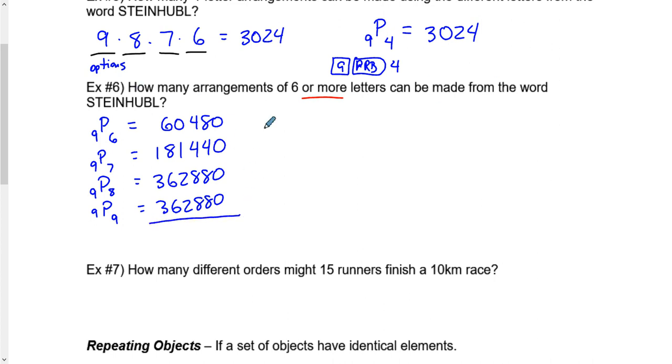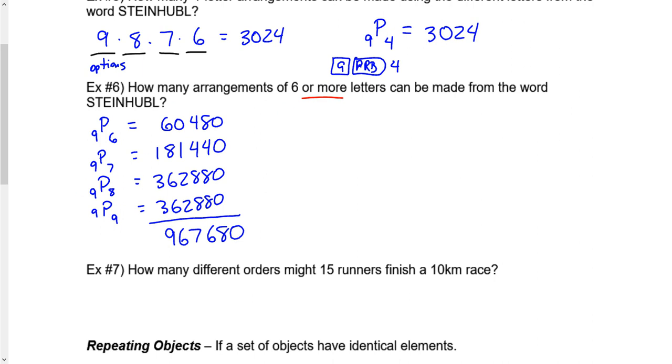But how many arrangements? All we're going to do is add up all of these different options. So if I take all of these and add them together, I get 967,680. So there are almost a million different ways of choosing 6 or more letters, putting them in some kind of arrangement, and them being completely different. So yeah, that's that question. We'll use this a few times.